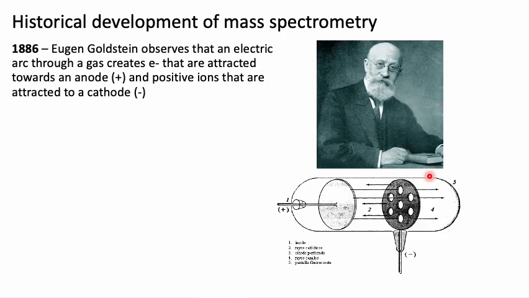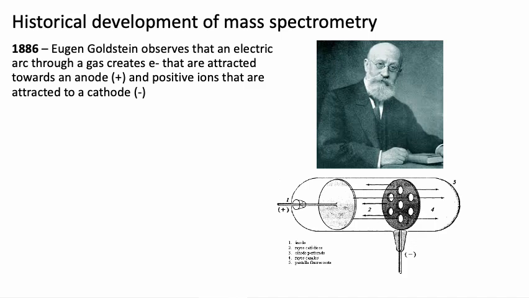What he did is he made a tube, and this tube contained a gas, and he applied a negative charge to a plate with holes in it, and then on the other side of the tube was a plate that was positively charged, and it would produce electrons that are then attracted to the anode here, and positive ions that are then attracted through these holes in the cathode. But he didn't know at the time what they were.